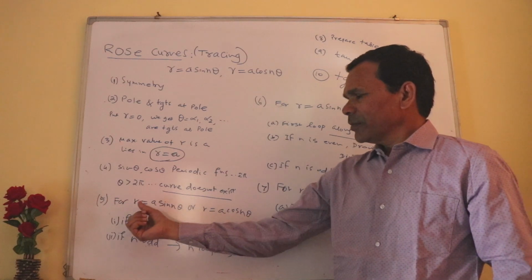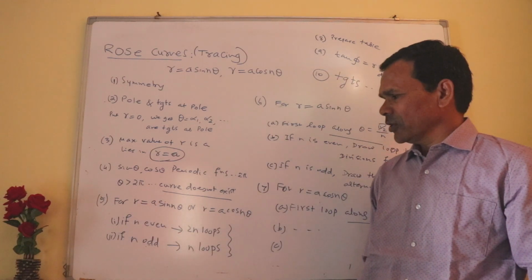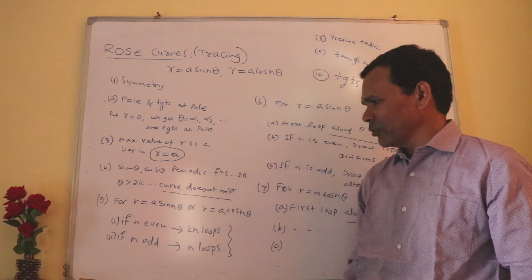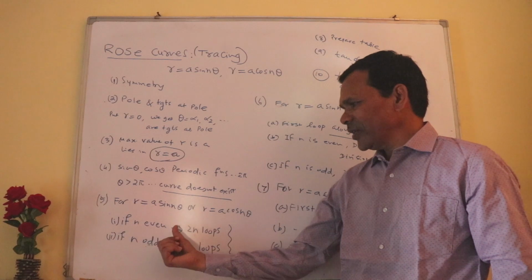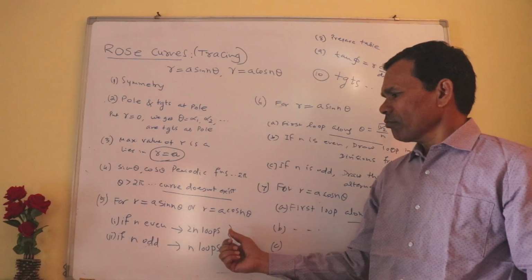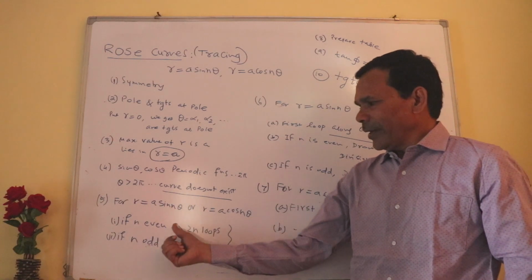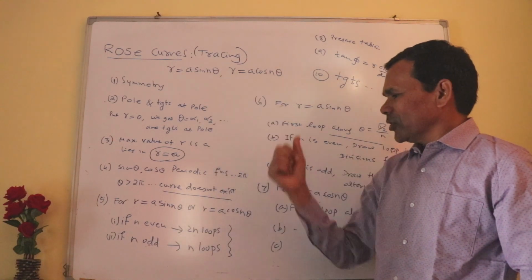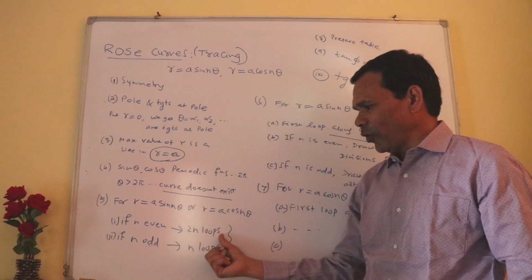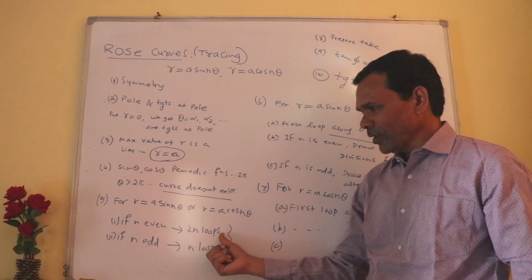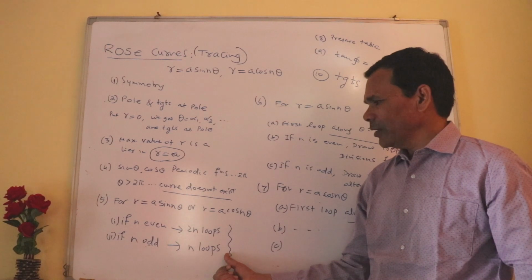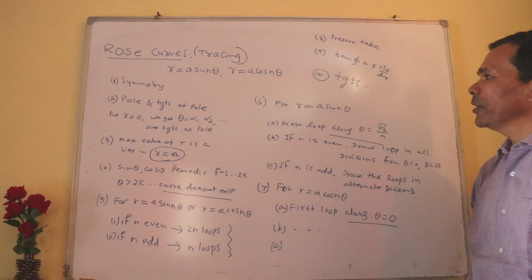Similarly, there are some special features of these rose curves, both r is equal to A sin n theta and r is equal to A cos n theta. If n, a positive integer, is even, then there are 2n loops formed here, each of length A. If n is odd, then there are n loops in the figure, in the approximate shape of that particular curve.